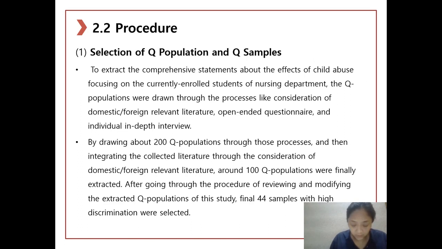To extract comprehensive statements about child abuse, focusing on currently enrolled students of the nursing department, the Q questionnaire was drawn through processes like consideration of domestic and foreign relevant literature, an open-ended questionnaire, and individual in-depth interviews. By drawing about 200 Q population through those processes and then integrating the collected literature through the consideration of domestic and foreign relevant literature, about 100 Q statements were finally extracted. After reviewing and modifying the extracted Q population, a final 44 samples with high discrimination were selected.